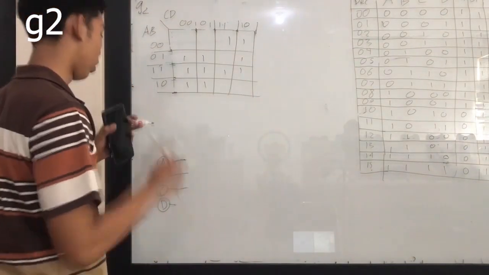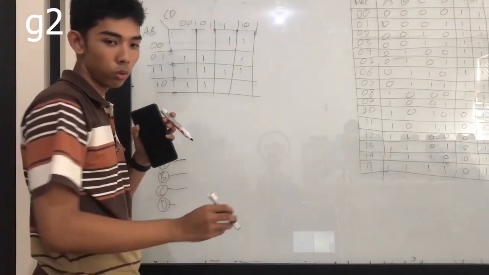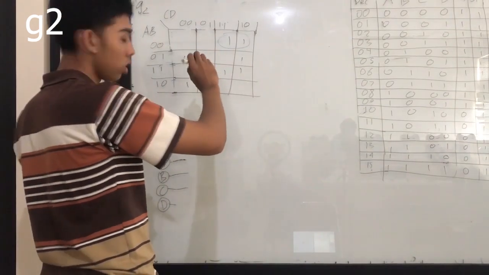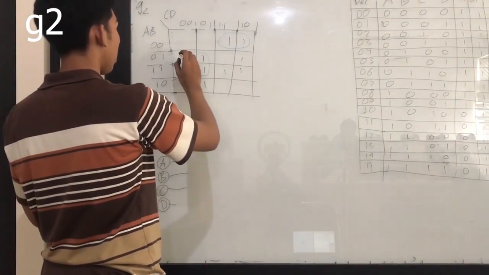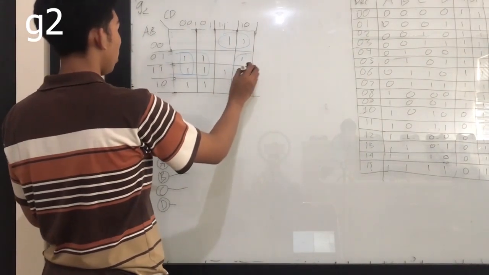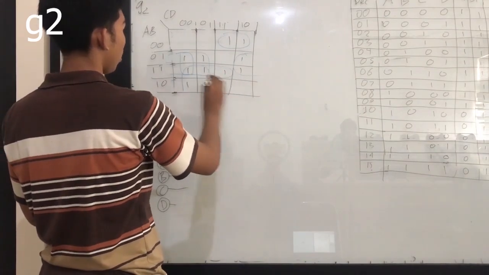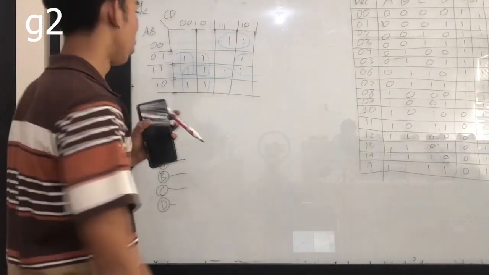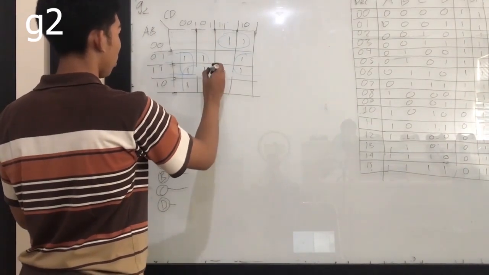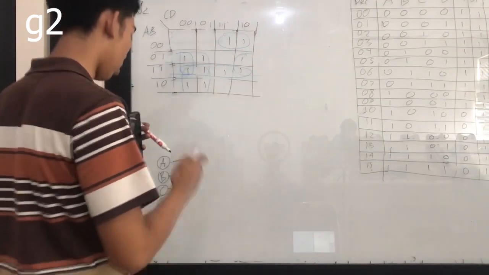Yeah, so now let's identify the groups. So group 1 should be this. Group 2 should be this. The third one should be this, going to here. The fourth one should be this. And the fifth one is this. No, it's not this. The fifth one should be going around all this. Okay, it's a little bit hard to see, but it's fine.